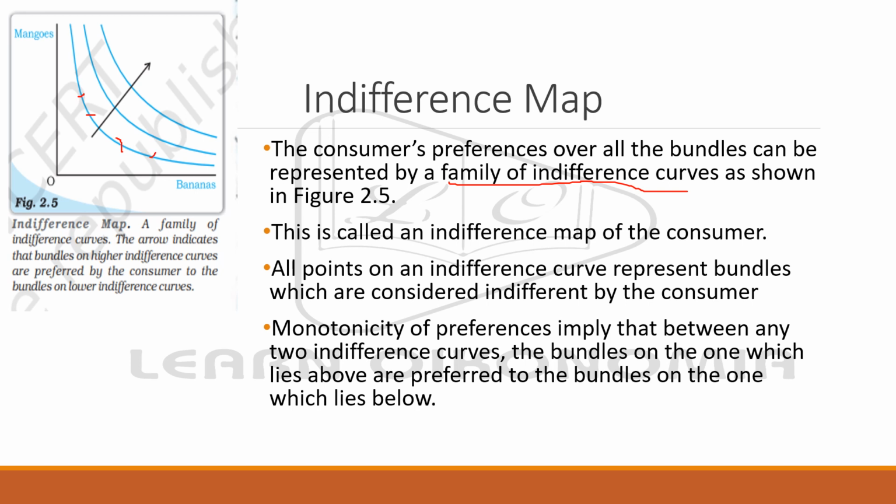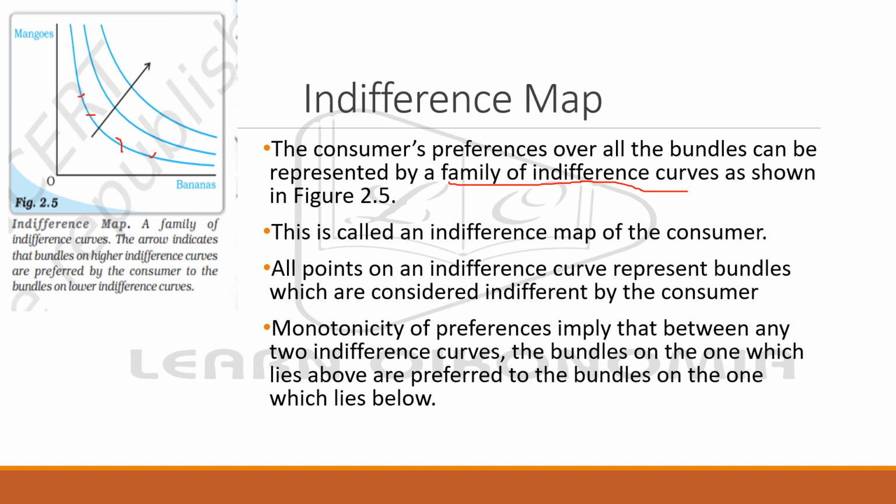All such points are connected to form this curve, which would be considered as IC1. All the points on an indifference curve represent the bundles which are considered indifferent by the consumer. Why is he indifferent? Because all these combinations give the consumer the same level of satisfaction. For the same reason, he is indifferent between these points. If he compares this point and this point, he would be indifferent because he has the same level of satisfaction at either point.